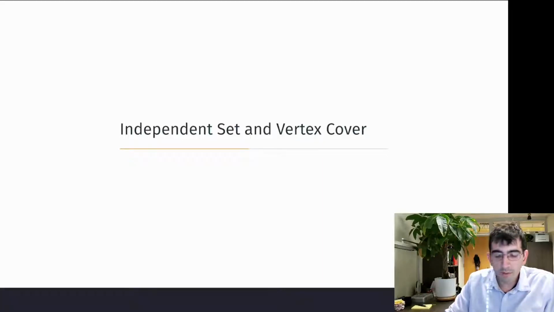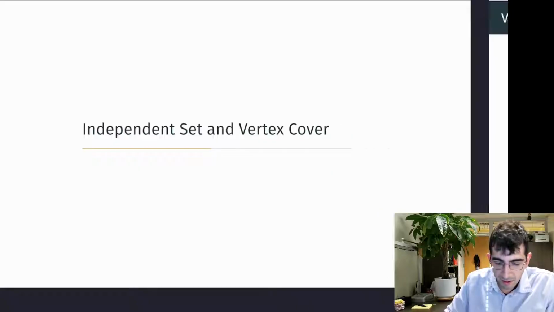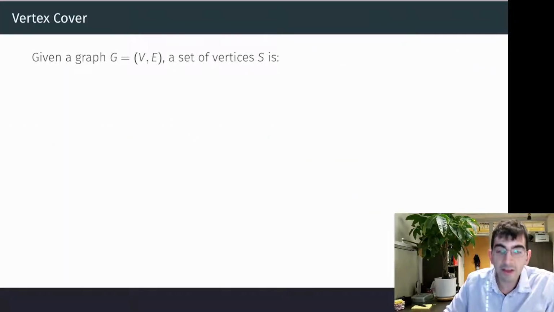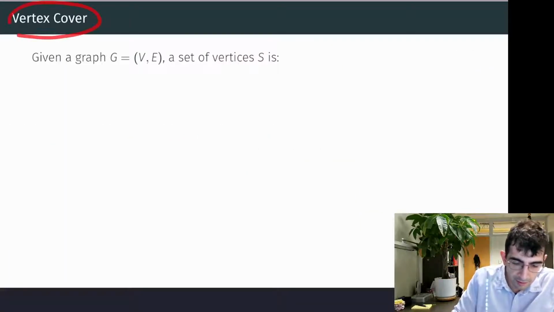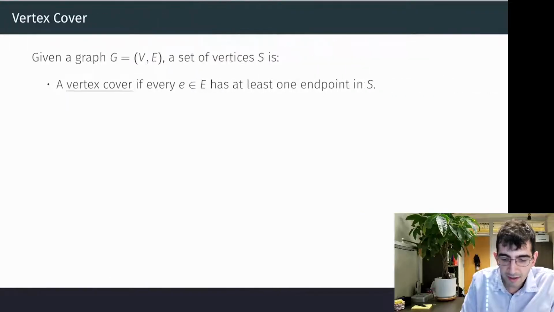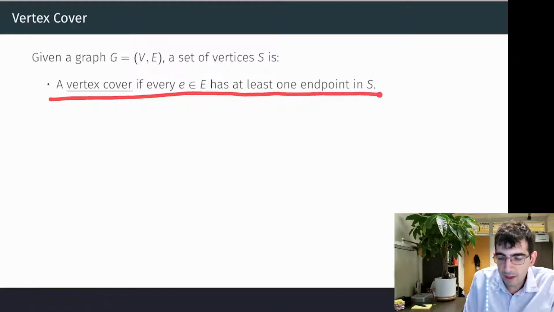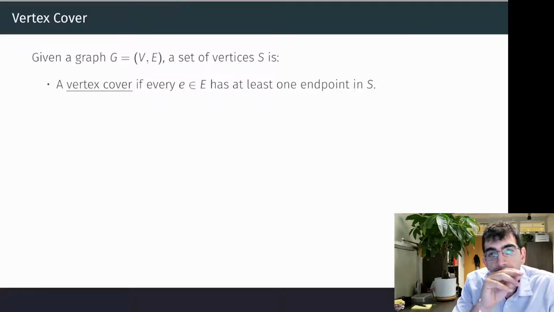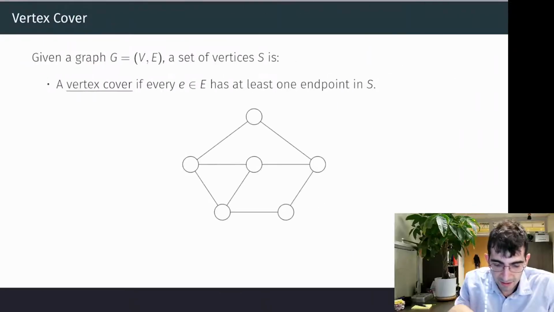Okay, so one more reduction. All right. So let's look at a new problem, the vertex cover problem. In the vertex cover problem, we are given a graph and a set of vertices. S is a vertex cover if every edge has at least one endpoint in S. Okay. Simple as that. That is why it's a vertex cover.